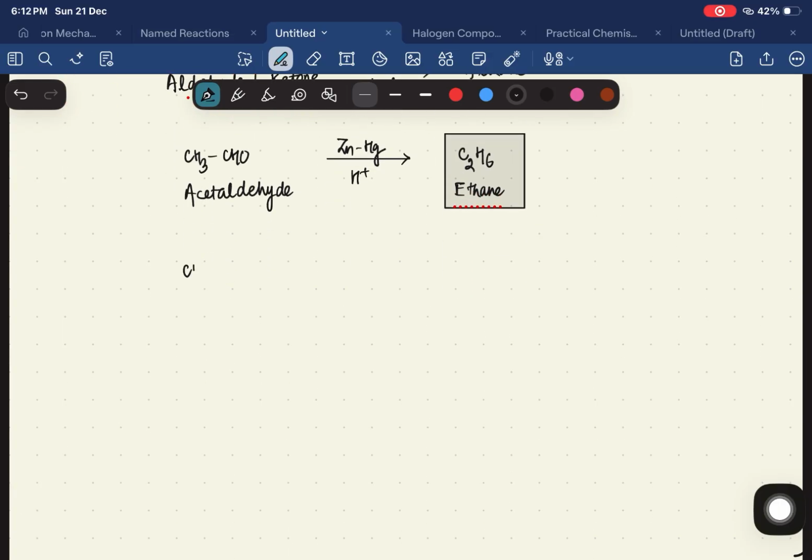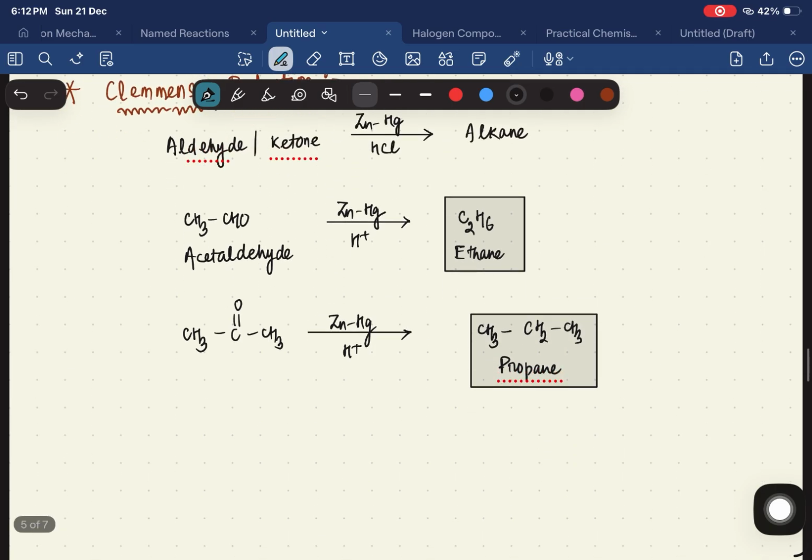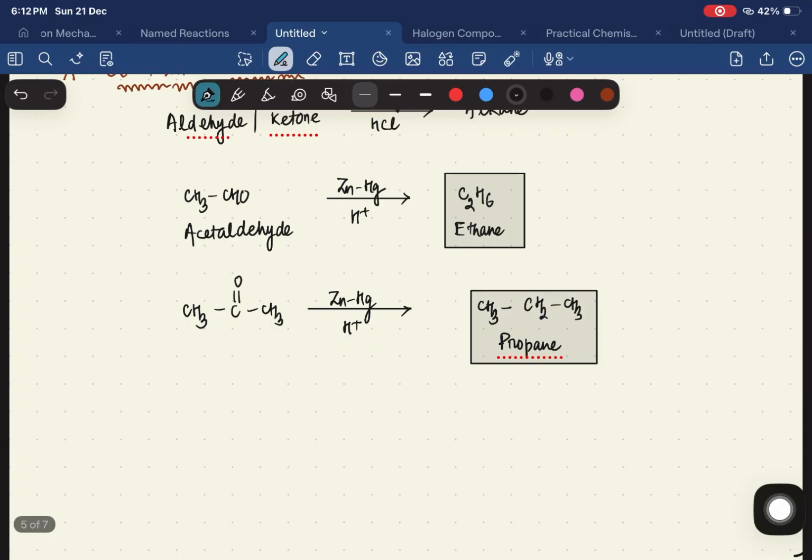Now if we take any other ketone, for example acetone, CH3 C double bond O, and here it is CH3. In the presence of zinc amalgam with H plus, it forms the corresponding product, which is obviously CH3, CH2 and CH3. Now this is called propane. So this is the Clemmensen reduction.